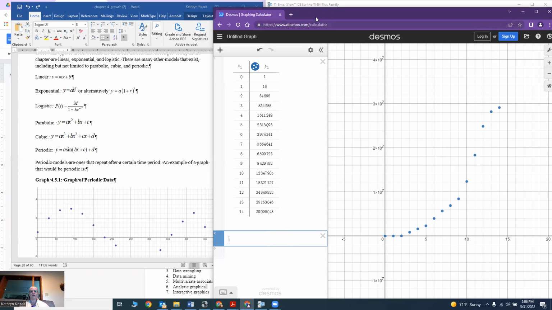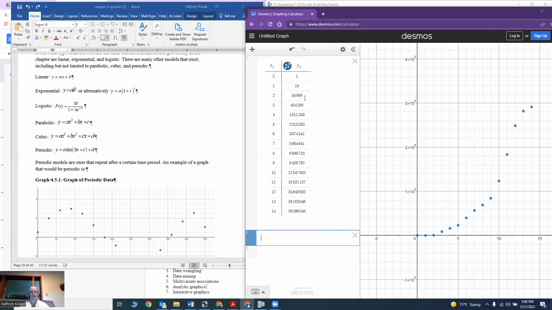The first thing I notice is my variables are X1 and Y1. Y1 is my dependent variable, or output variable, so I'm going to type a Y. If I type a 1, it'll automatically make it a subscript. I then need to type a tilde, because I don't want an equals sign. The tilde is what tells Desmos, hey, this is where I want you to come up with the equation.